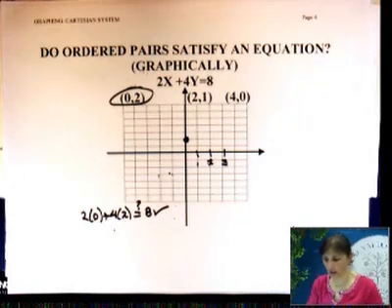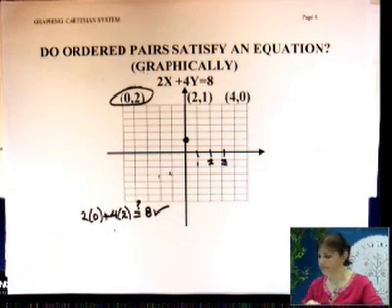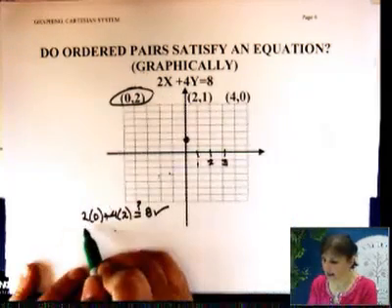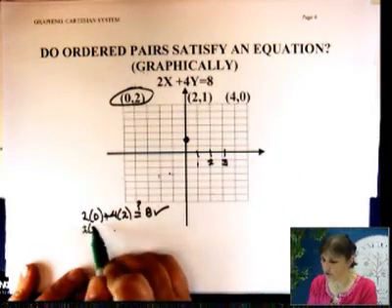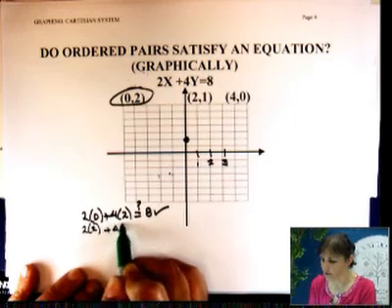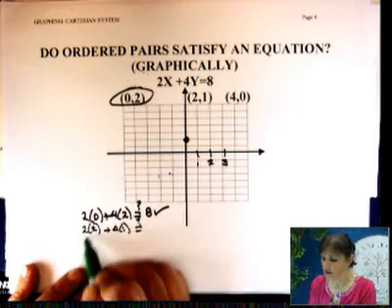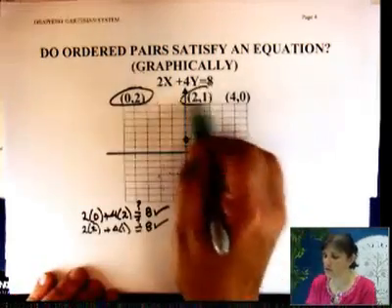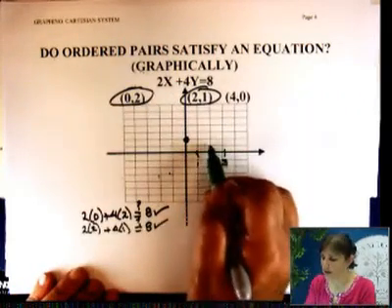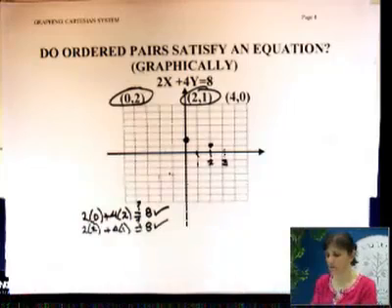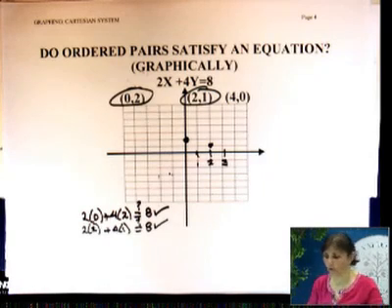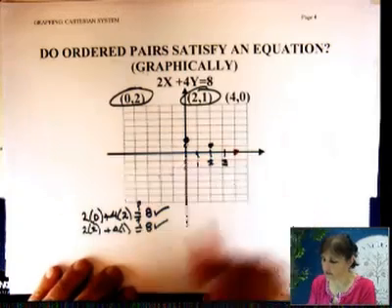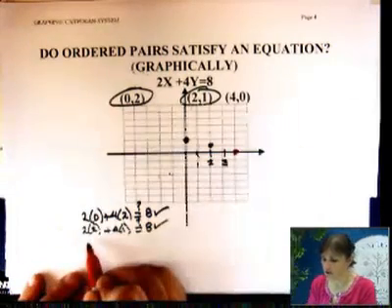Okay, so let's do another color. 2, 1. 2, 1, let's check that, is 2 times 2 plus 4 times 1, 8. This one is 4 plus 4, that's 8 as well. That also satisfies. Let's see where 2, 1 is. 1, 2, and then 1. Here it is. Let's look at 4, 0. 1, 2, 3, 4, and 0. It's here, and let's check the equation.